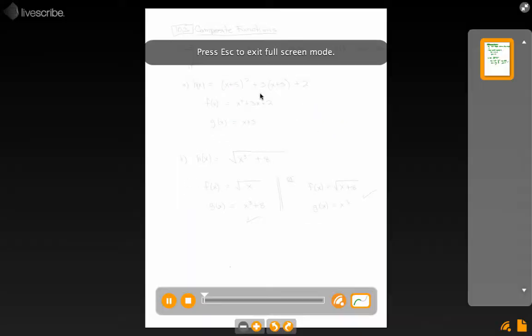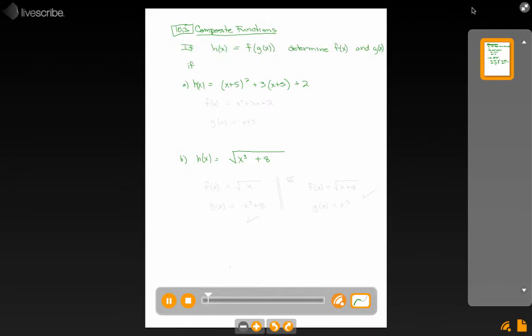This next example comes out of section 10.3, composite functions. This is kind of our backwards example, meaning that in this case we're given the composite function. We're told that h of x is f of g of x, and here it is, and we're asked what the two components to that could be.